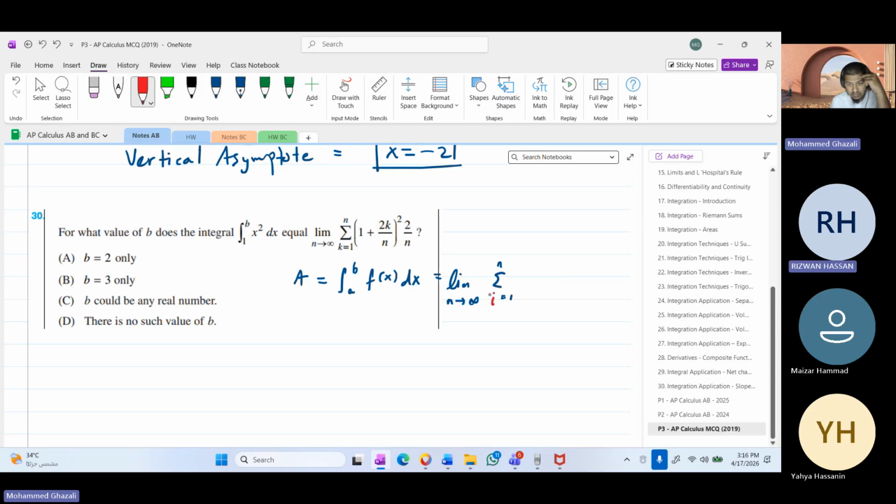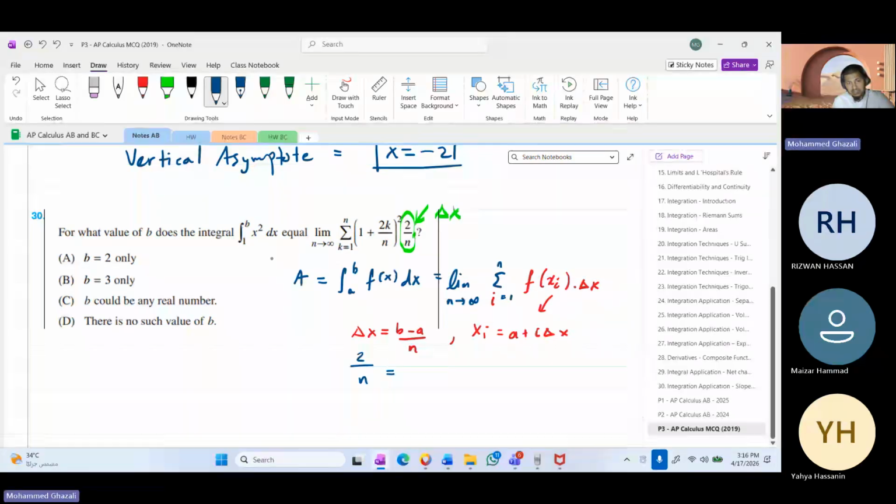It's just a counter of f of x_i, the height, times the width. Now, what is the width? The height is f of x_i, where x_i is given by a plus i delta x. And what is delta x? Delta x is b minus a over n. So it looks like this part on the outside is delta x. So delta x is already 2 over n.